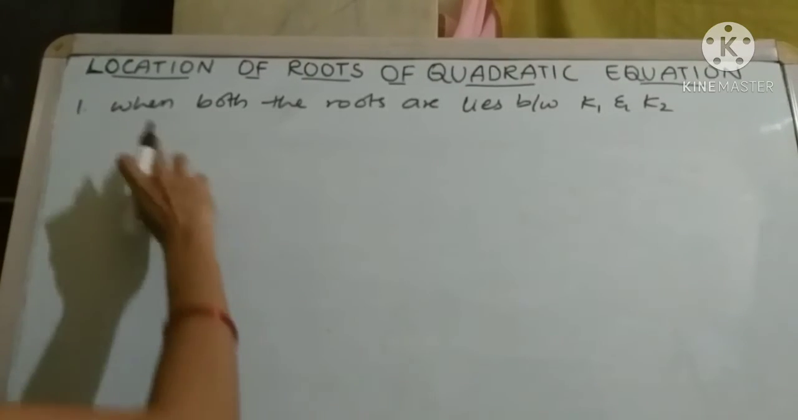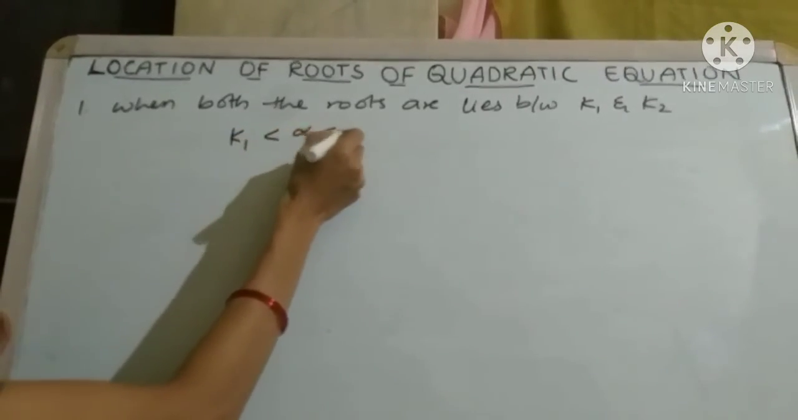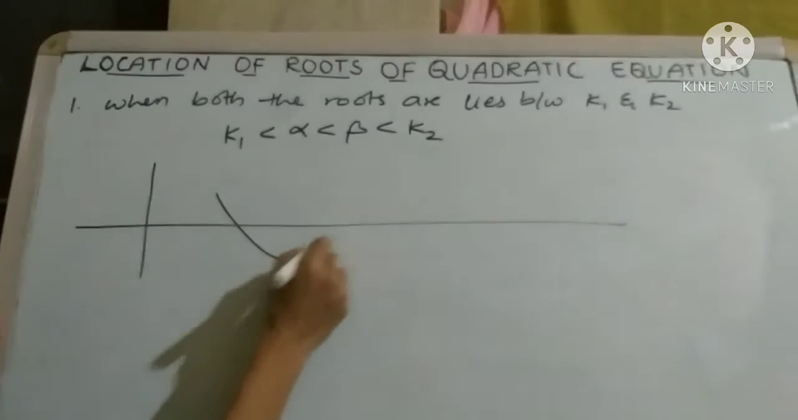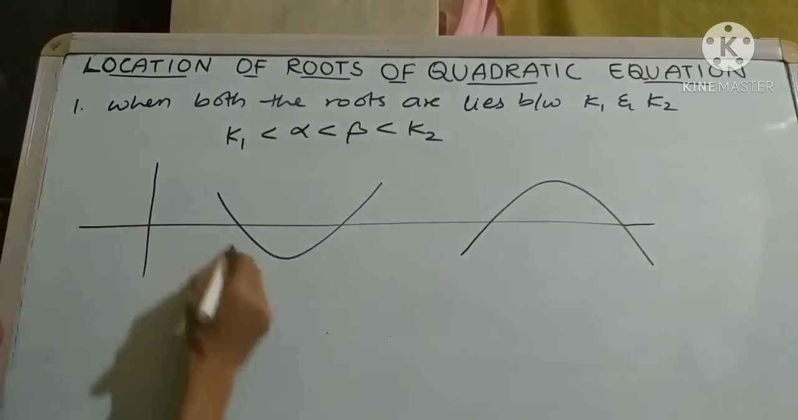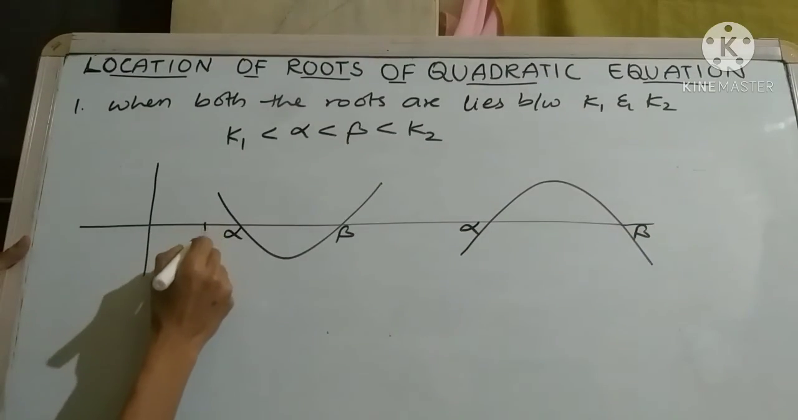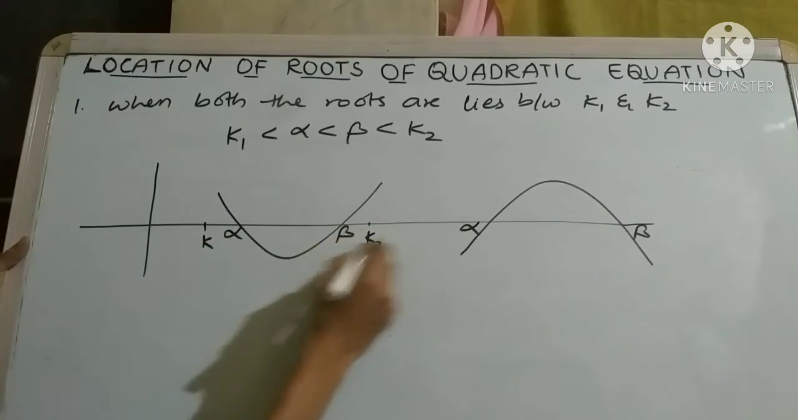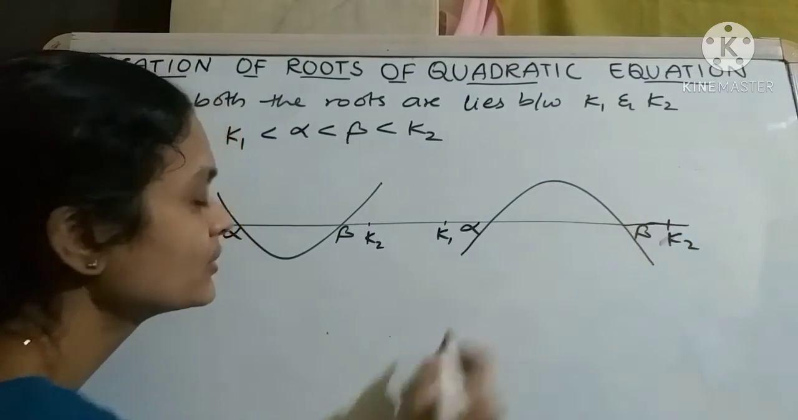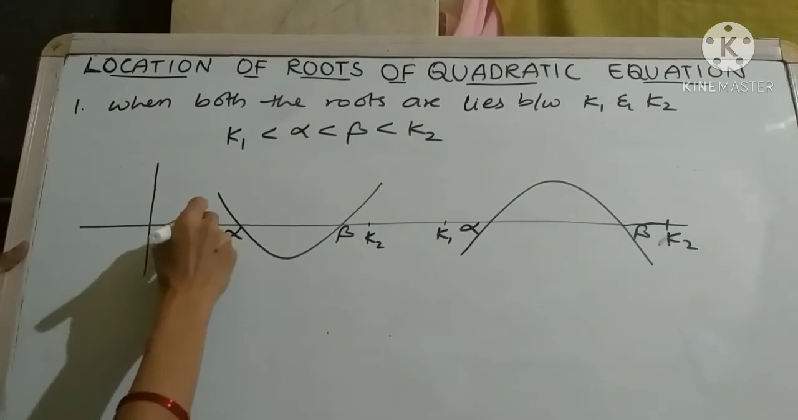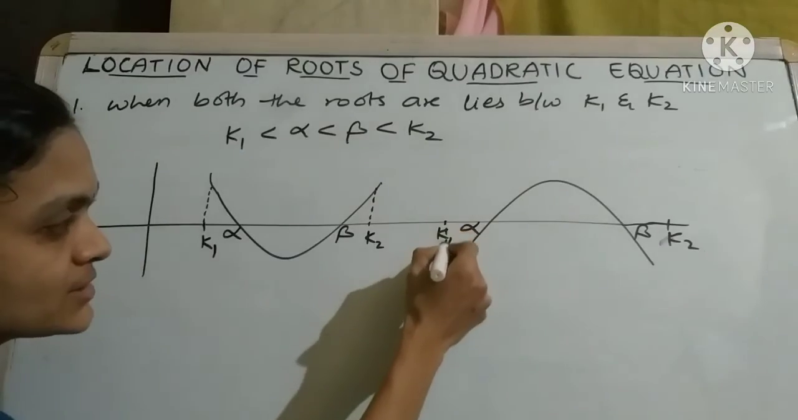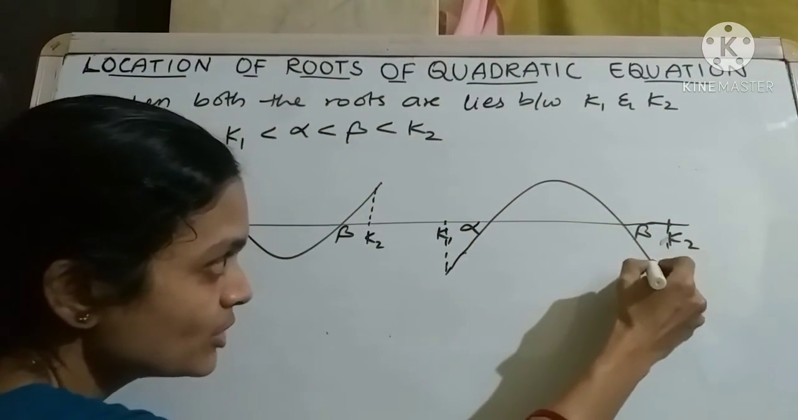Here, the first case: when both the roots lie between k1 and k2. Means this. Here are an upward parabola and a downward parabola. See the location. Alpha, beta are the two distinct roots, and here k1 and k2: k1 before alpha and k2 after beta. Then this k1 touches the parabola in the positive direction and k2 also touches at positive, and here k1 touches at downward, means negative, and k2 also touches the parabola at a down position.